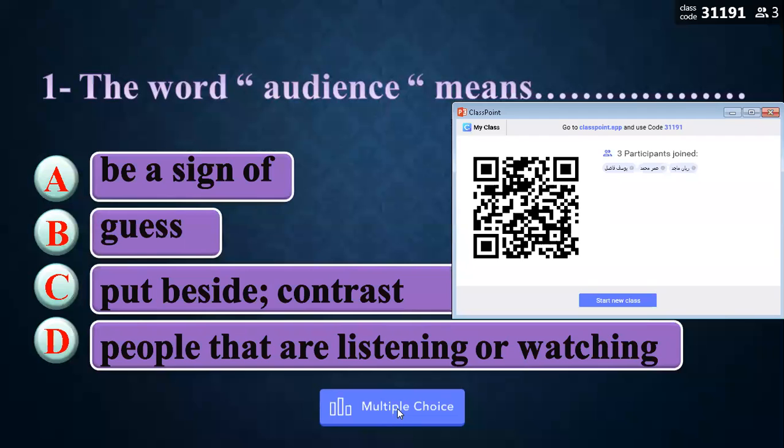The question is: the word audience means. I want to know the meaning of this word. Be a sign of, guess, put beside, contrast, or people that are listening or watching. Okay, now let's start.